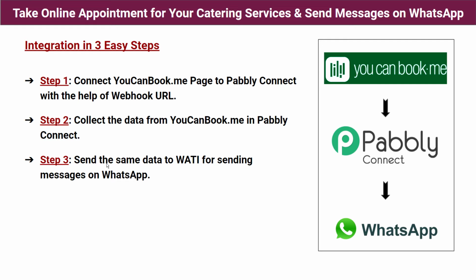Now the third step is send the same data to 𝗪𝗐 for sending messages on WhatsApp. Okay, so here what we have to do is the data which is collected into Pabbly Connect from YouCanBookMe, we have to transfer the same data to 𝗪𝗐 to start sending messages on WhatsApp.